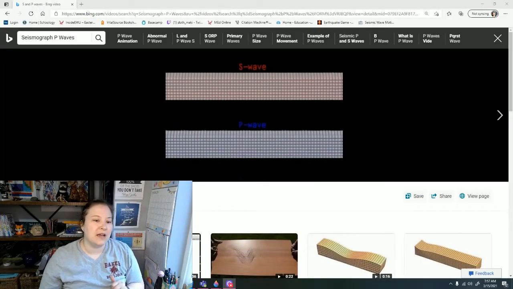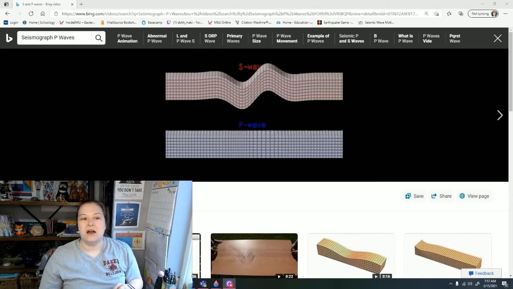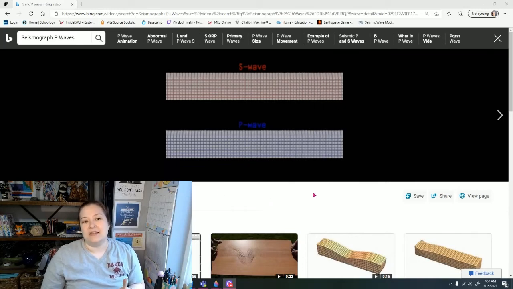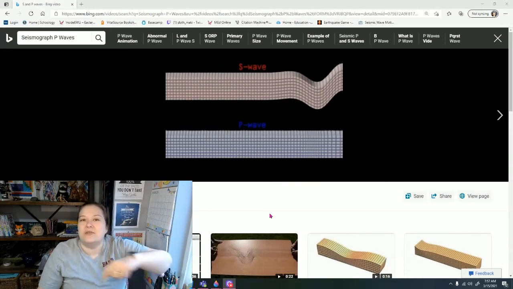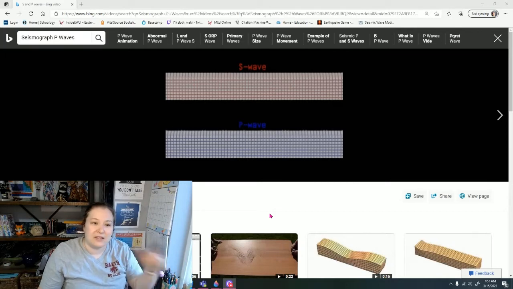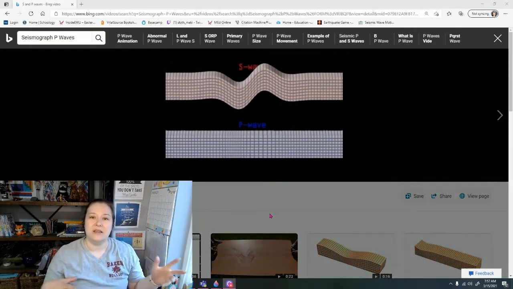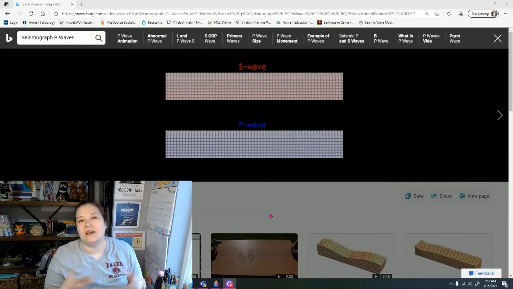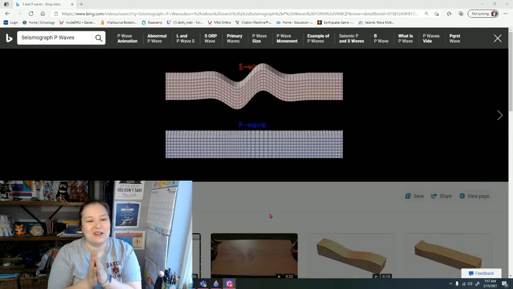So here I have two different waves. This top one here is S waves, and this bottom one here is P waves. And I am going to link this video in my YouTube so that he gets credit for it, because this is a really nice video of S and P waves. Normally we would be in the classroom moving slinkies around to see the same thing, but we don't have a classroom right now. But hold on, we have a few more weeks and we'll have a classroom.